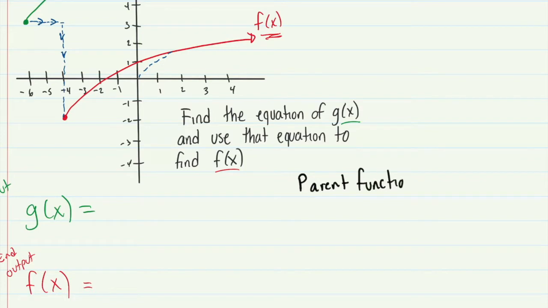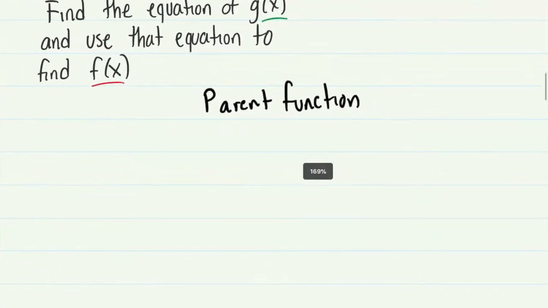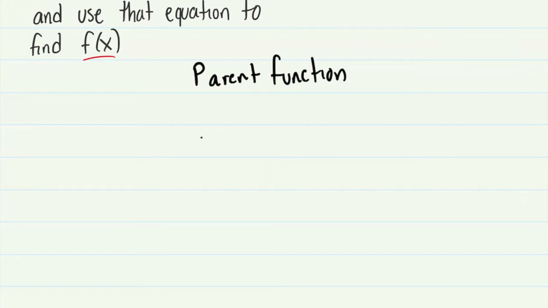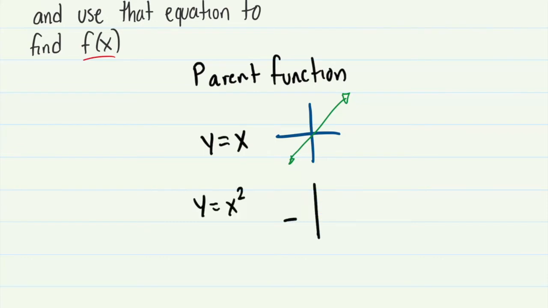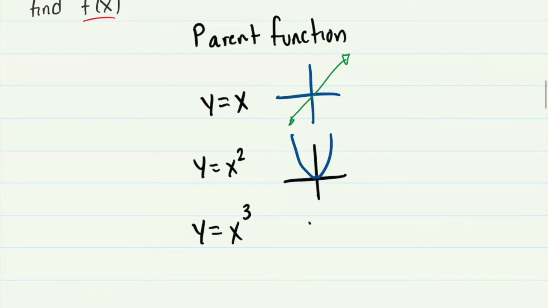Now, a parent function is basically the original graph for any type of equation. For example, when you have y equals x, that's the parent graph of the linear graph right there. It looks like this. When you have y equals x squared, that's the parent function of a quadratic. And whatever numbers you add, it moves it up, it moves it down. You already know those rules. Let's do another one. y equals x cubed. This is a cubic, and it looks more or less like an S going like that.